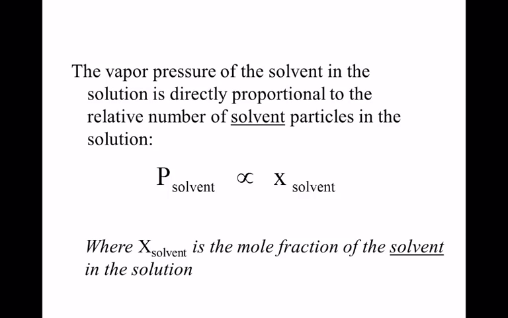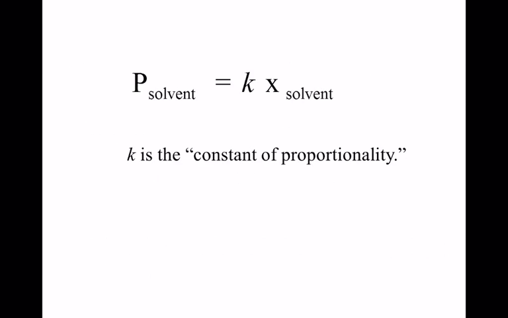So we know it's not an equal sign, but it's a proportionality sign, the symbol that we used when we developed the gas laws. So we can say the equilibrium vapor pressure of the solvent in solution is proportional to the mole fraction of the solvent. Well, we can replace the proportionality symbol with an equal sign if we introduce a constant, and that's what we're going to do. We're going to pull out that proportionality symbol, and we're going to put the constant K for now.